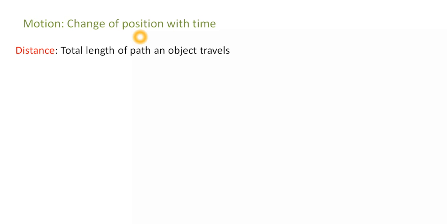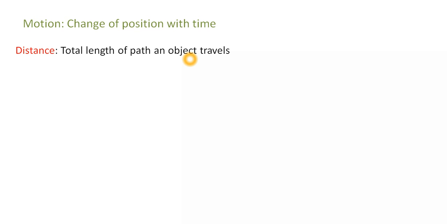Distance is the total length of path an object travels from initial to final position. That is the entire path which a body is covering. That is why it's also called path length. The entire path through which you are reaching your destination from your initial position. That is known as distance, or you can say path length.